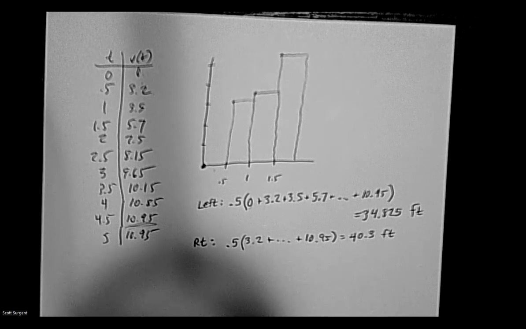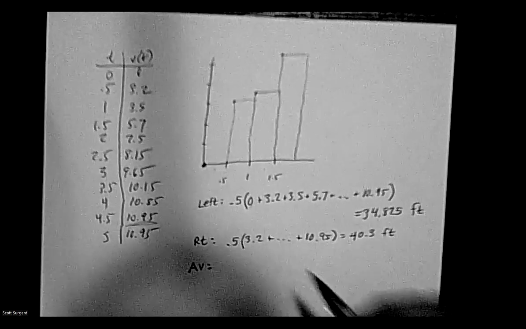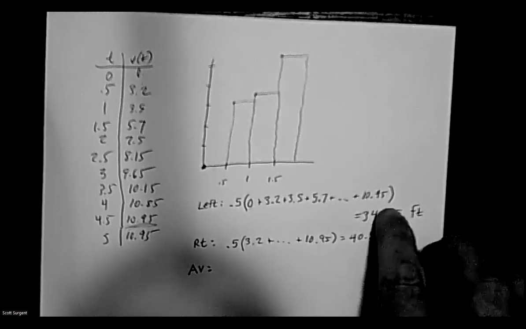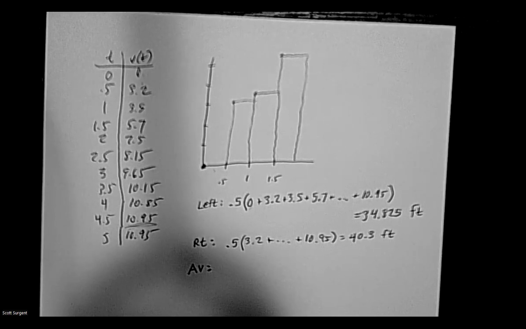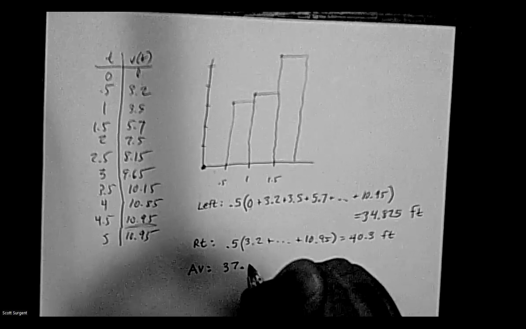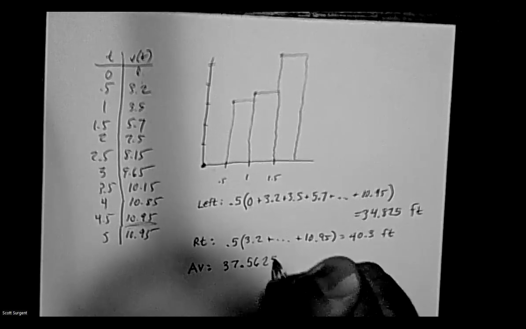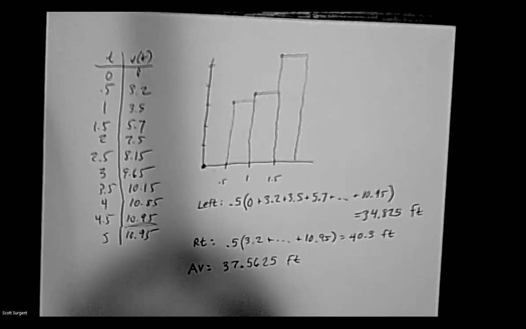Okay, so far so good? Yeah, that makes sense. Okay, and then normally what you do is you average them because it just makes sense. You have a low and a high, so 34.825 plus 40.3 sum, then divide by 2, you get 37.5625. That's a pretty reasonable estimate of the runner's distance.